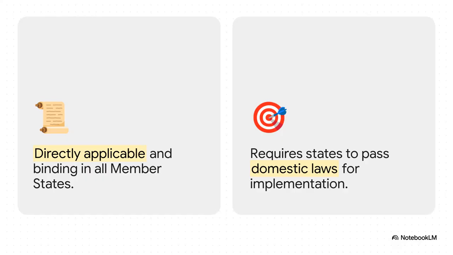Now, here is a vital distinction you absolutely need to nail for your exams regarding that secondary legislation. Regulations apply automatically. The second they are passed in Brussels, boom, they are legally binding in all member states. No further action needed. Directives, on the other hand, are completely different. They simply set a specific objective, right? A goal. And then they require the individual member states to actively pass their own domestic laws to hit that goal by a set deadline. It's actually a brilliant way for the EU to harmonize laws while still giving local governments the flexibility to implement them in a way that actually fits their own domestic systems.